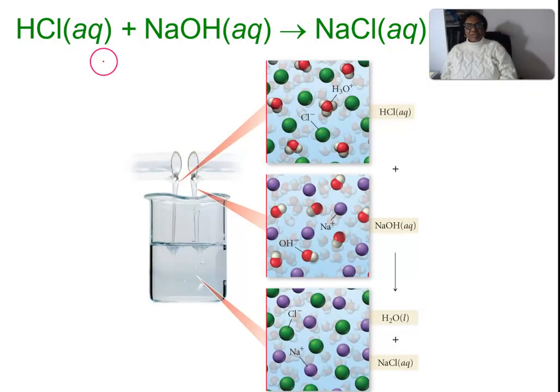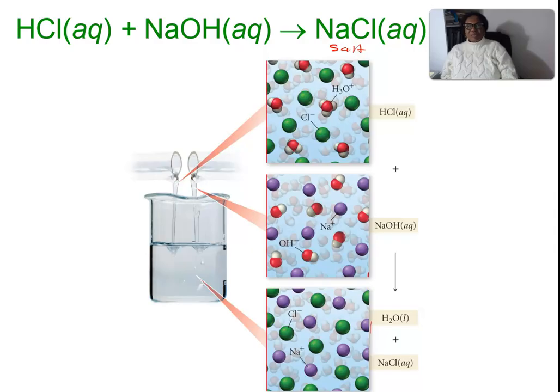So this is another example of an acid-base reaction. HCl plus sodium hydroxide to form sodium chloride. This is a salt. And water, which is a liquid. So you can see it. That's the equation, the balanced equation.